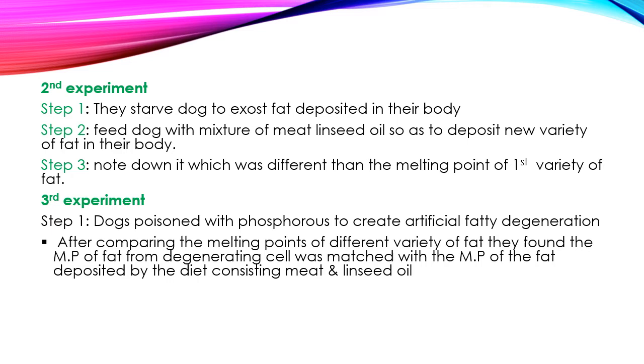Then, according to their experiments, they did another experiment. A dog was poisoned with phosphorus to create an artificial fatty degeneration, and after comparing the melting points of the different varieties of fat, they found that the melting point of fat from the degenerating cells matched the melting point of the fat deposited by the diet consisting of meat and linseed oil.